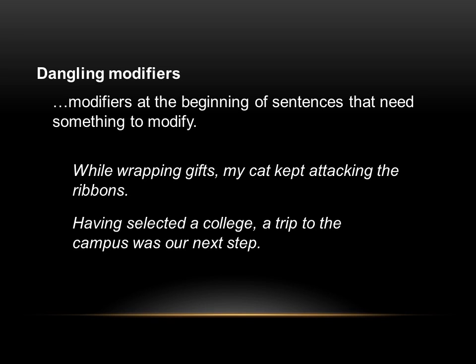It's at the front of the sentence, no person. So we'd have to do the same thing. We'd have to bring somebody in. Having selected a college, we decided that a trip to the campus was our next step. I said we because there is a clue that it's a we. Right, the word our. Just like there's a clue that it was an I, because of the word my. Now it could have been somebody else doing the wrapping and my cat was attacking the ribbons. It doesn't really matter as long as it fixes the problem. Okay, so in that second one, what the sentence says is that a trip was selecting a college.